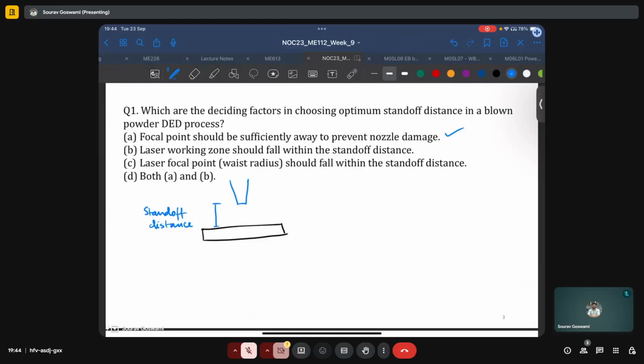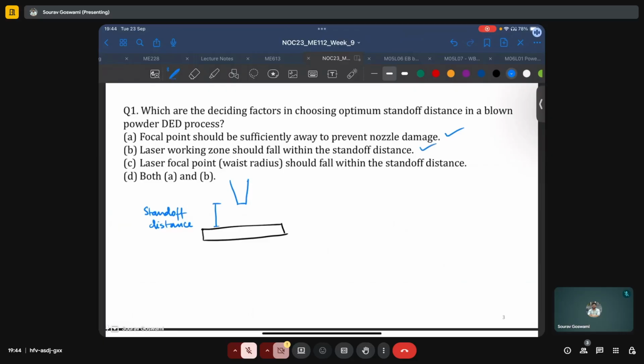The laser working zone should fall within the standoff distance, of course, because this laser working zone can be loosely defined as the region where the laser interacts with the metal powder. Of course, it should be within the standoff distance because if this interaction region is, say, into the substrate or somewhere else, then you will not obtain deposition as desired.